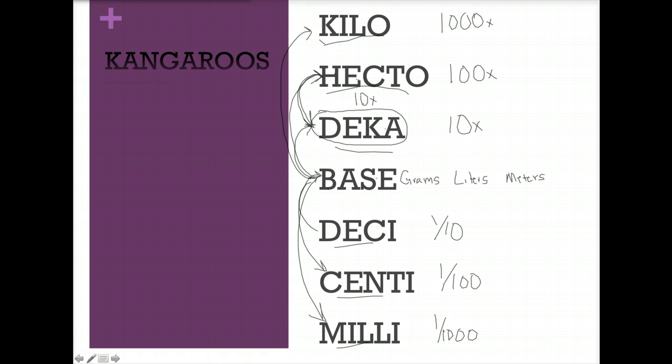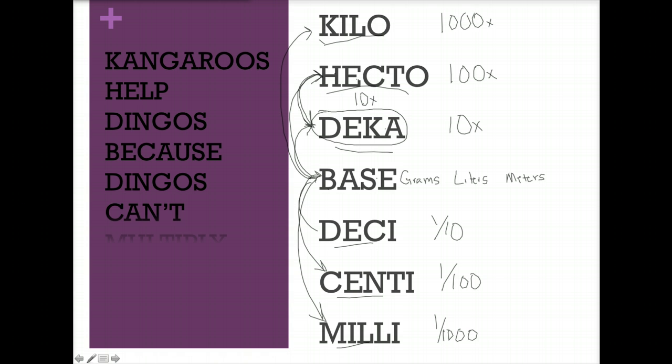But we have an acronym that's going to help us with that, and that's kangaroos help dingoes because dingoes can't multiply. Now, if you'll remember this funny saying, this mnemonic device is going to help you remember the order that these go in. So K, H, D, B, D, C, M correspond to K, H, D, B, D, C, and M. So if you can remember this saying, it will help you remember the order that these go in.